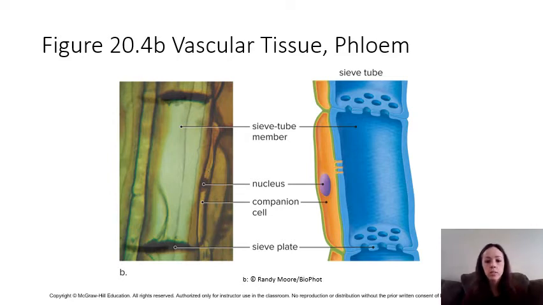The sieve tube members only contain cytoplasm, but there are cells on the side here called companion cells. These cells do contain a nucleus, unlike the sieve tube members. And scientists aren't exactly sure, but they may be involved in transporting the sugars to the various tissues in the plants.